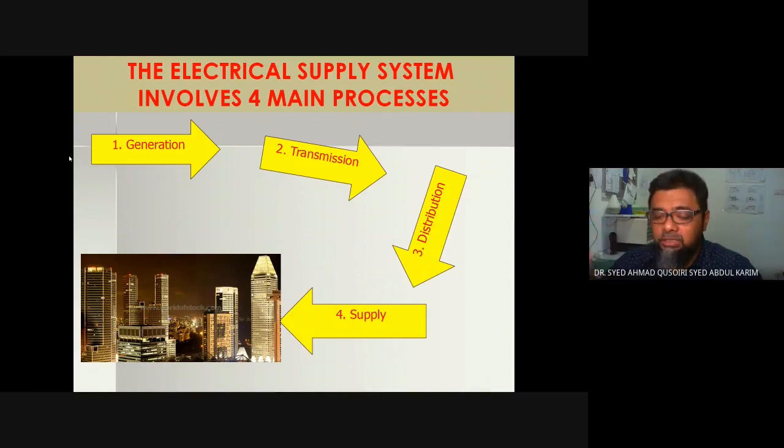First, the generation of electricity. Next, the transmission of electricity over long distances. Next, the distribution of electricity to the local area, to the users of the local area. And then next, the actual supply from the distribution network into the building itself. So inshallah today we look into generation dulu lah.